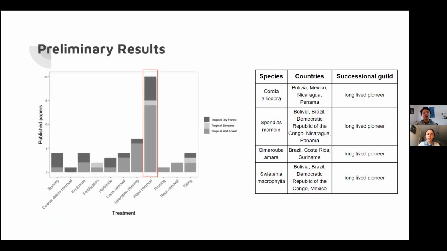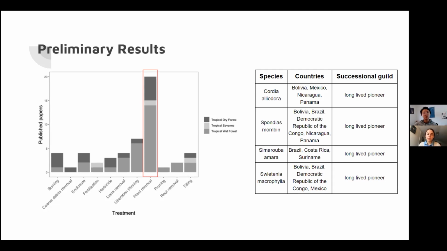In this figure, you can see how often treatments were used in each ecosystem type. And the treatment that was used most commonly in most studies was plant removal, for example, through weeding. And it was most often used in tropical wet forests. Other treatments included burning, animal exclosures, herbicide application, and liana removal.